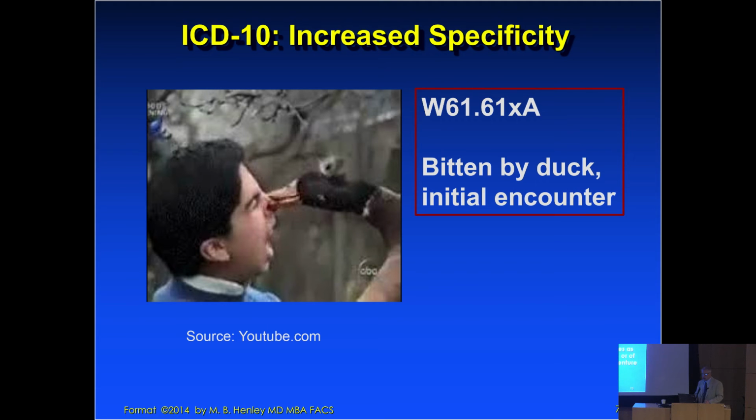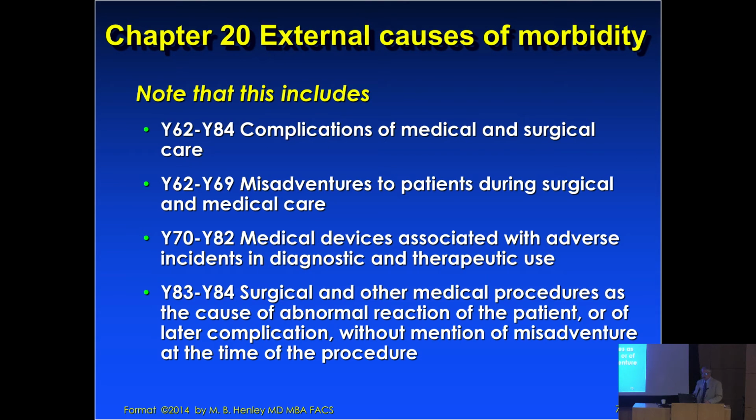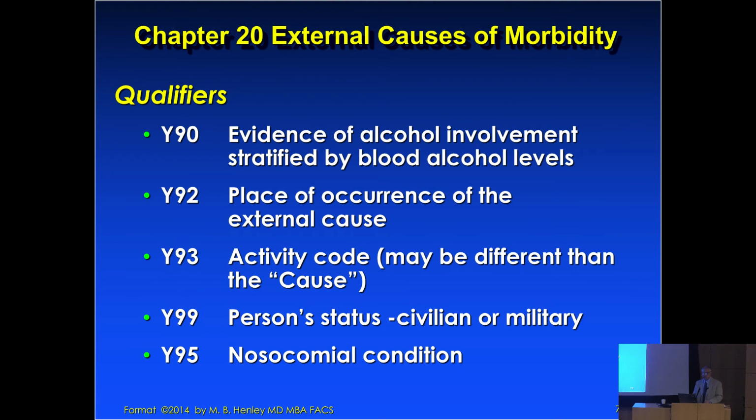Note that external causes also include complications of medical and surgical care, misadventures to the patient during surgical and medical care. I showed you some of those codes before. Medical devices associated with adverse incidents and diagnostic and therapeutic use. And finally, other procedures as a cause for abnormal reaction of the patient or a later complication. You can qualify these external causes, again, as I said, by whether there's been evidence of alcohol involvement, and that means you need to report their blood alcohol level. These are stratified by blood alcohol level, BAL.